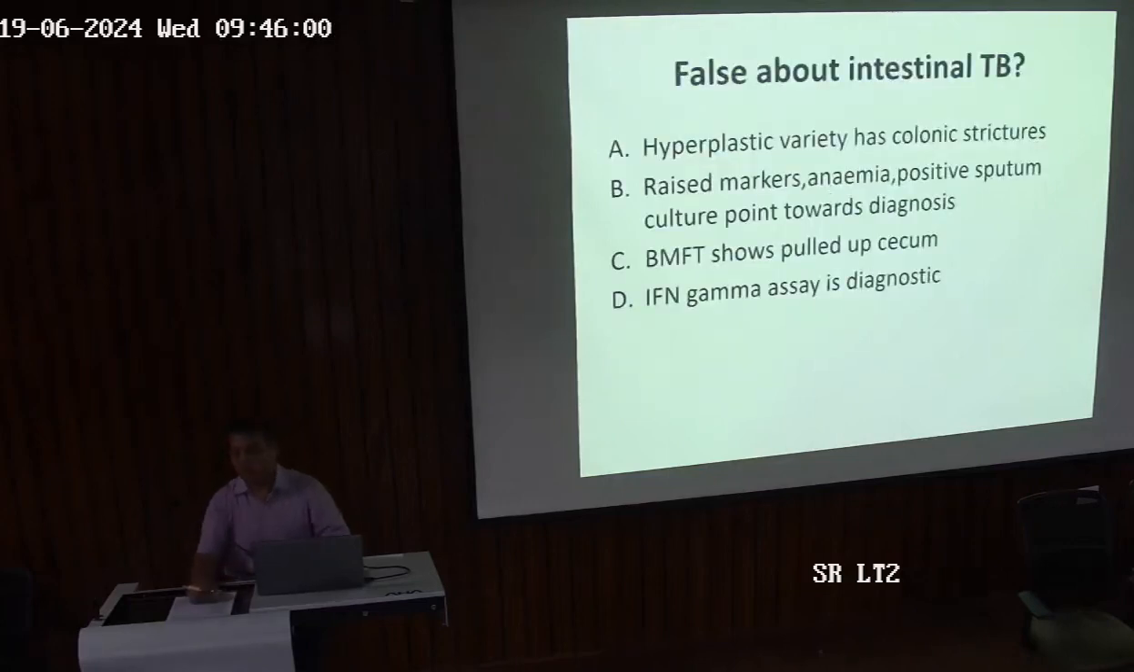False about intestinal tuberculosis. Hyperplastic variety has colonic strictures, raised markers, anemia, positive sputum culture points towards diagnosis. Barium meal follow through shows pulled up cecum, and interferon gamma assay is diagnostic. So what is false in this? No response?